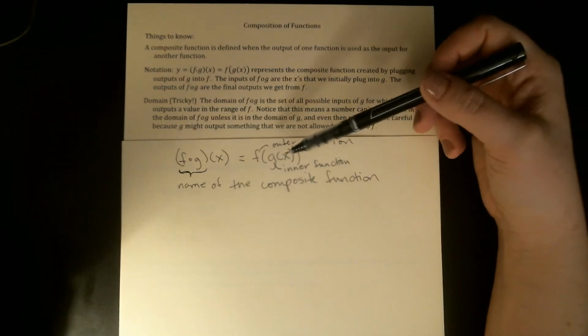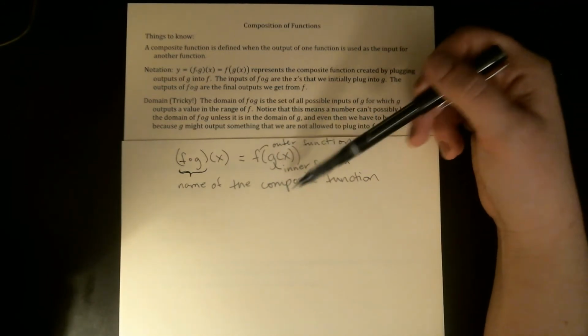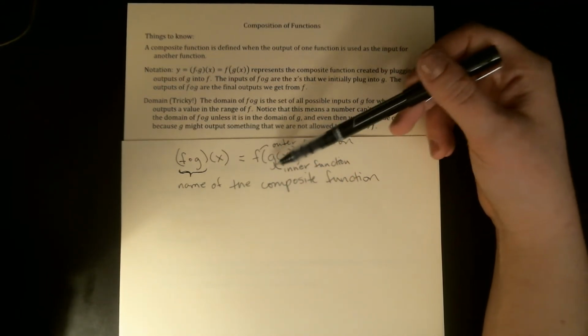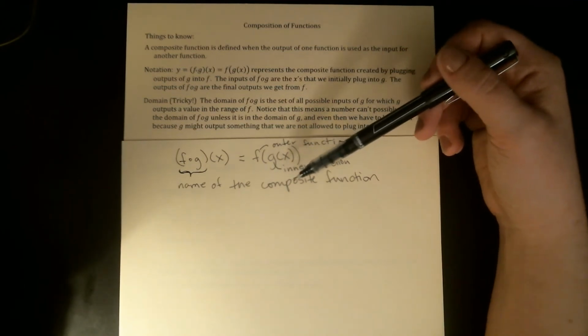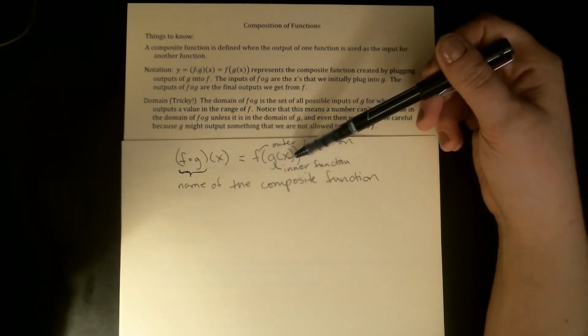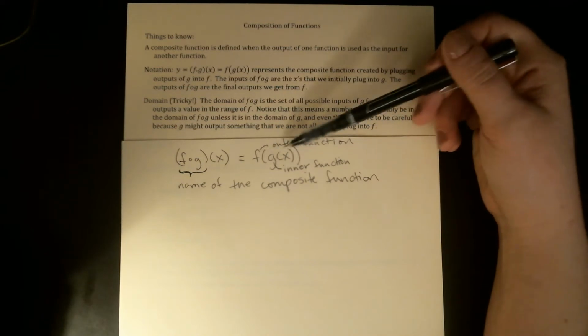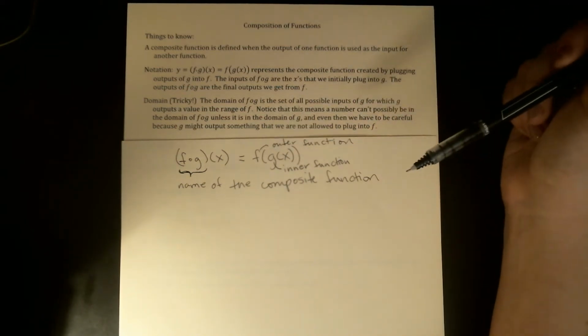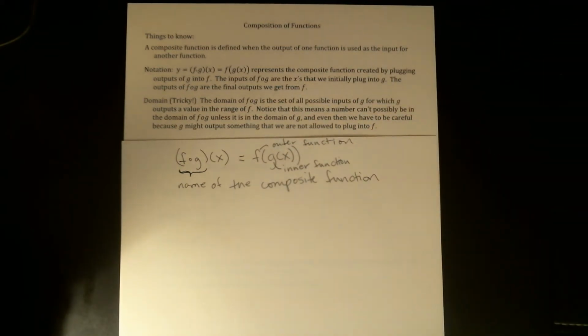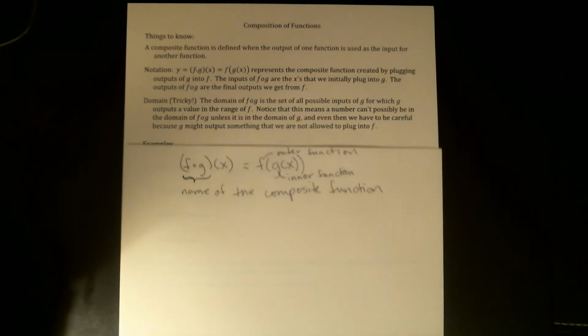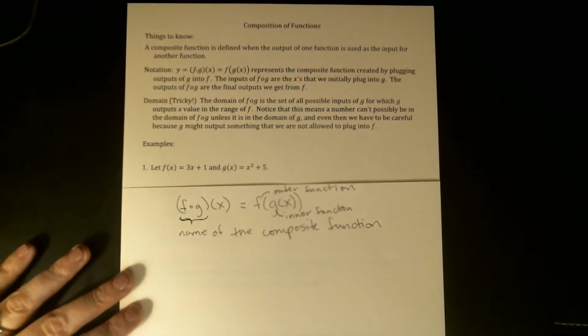One, for starters, we have to make sure we're in the domain of g, or we won't even survive the first step of plugging into g. Two, we need to check that whatever x we started with doesn't lead to a g of x that we're not allowed to plug into f. So this ends up being not that painful to check, but it's a little confusing to people at first sometimes. So I'll try to say that multiple times and hopefully it'll make sense.